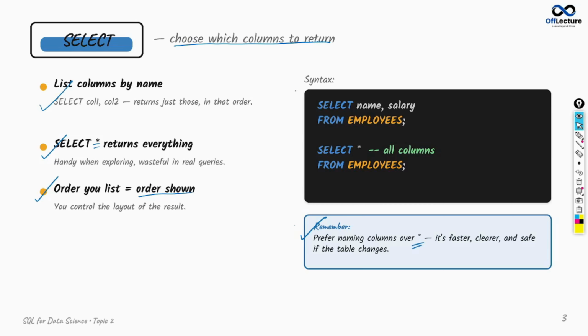The syntax is select, then you write the names of the columns separated by commas, and then from, the name of the table from which you want to extract the values. So we can see this through an example.